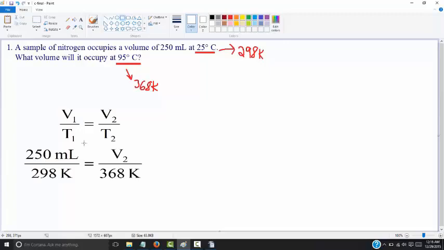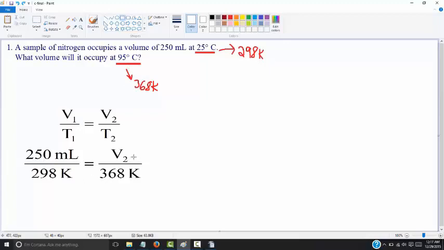Alright, by going ahead to plugging in the values, initial volume, V1, 250 milliliters, that's what you were given here in the question. Initial temperature is not 25 degrees Celsius, but 298 Kelvin. You have to use Kelvin, otherwise these equations don't work. V2 is what we're solving for, and then divided by the final temperature, not 95 degrees Celsius, but 368 Kelvin. So now you just rearrange this and solve for volume 2.